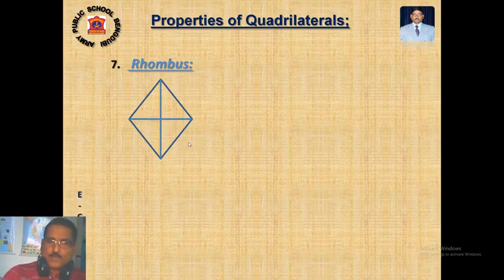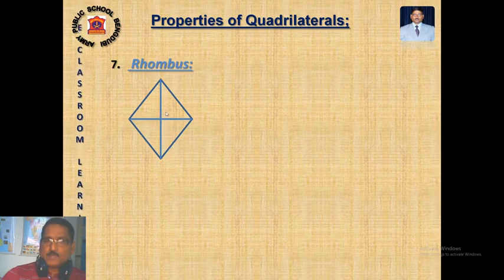Rhombus. A parallelogram will be a rhombus when adjacent sides are equal. That means this side equal to this side equal to this side will be equal to this side. And in this rhombus, what happened? Diagonals are not equal but bisected perpendicularly. Opposite angles are equal. Okay, diagonals unequal, bisected each other perpendicularly. That means here it will be 90 degrees. It will form a 90 degree angle at the intersection point. When one angle is 90 degrees, all 4 angles at the crossing point will be 90 degrees.